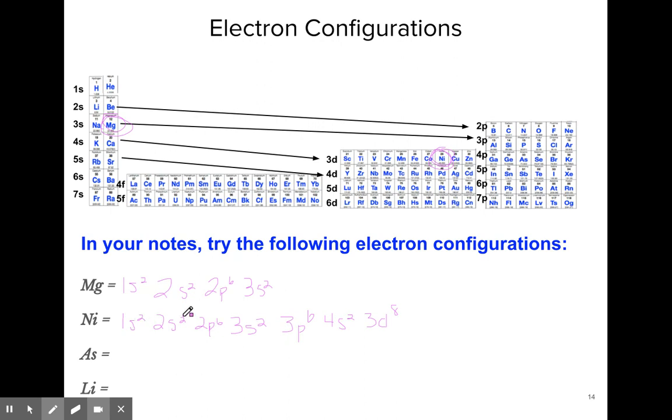And again, if you add up these little superscripts, you would get the atomic number, which in this case would be 28. All right, arsenic is over here. So this will be a long one as well. Again, we have to go in order of atomic number, starting from the beginning. So we would go 1s2, and then 2s2. After 2s2, we follow our arrow over here to 2p6. And after 2p6, we come over here to 3s2.